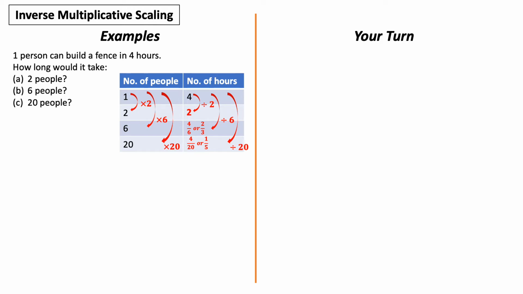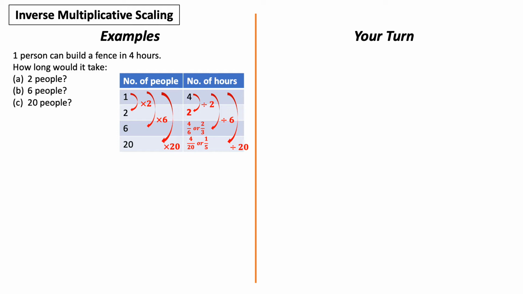Finally, looking at 20 people then. So I multiply 1 by 20 to get 20. Therefore, I need to divide 4 by 20 to get the number of hours it would take 20 people. So 4 over 20 is the same as 4 divided by 20, and I can simplify that to a fifth.